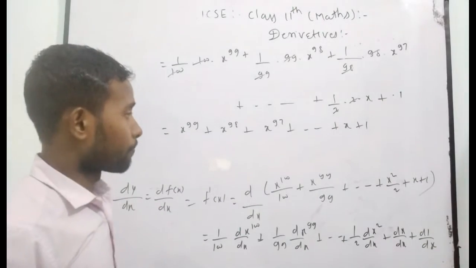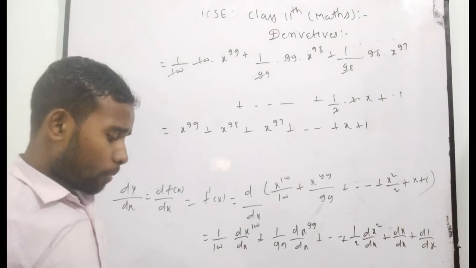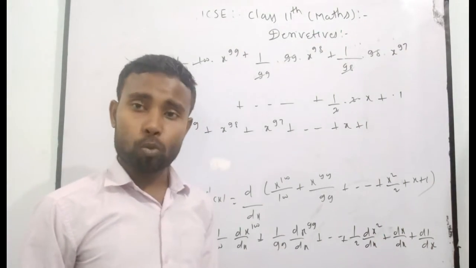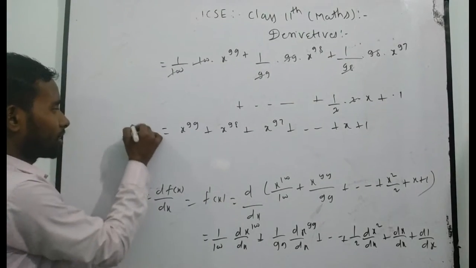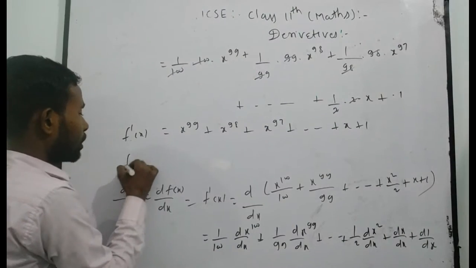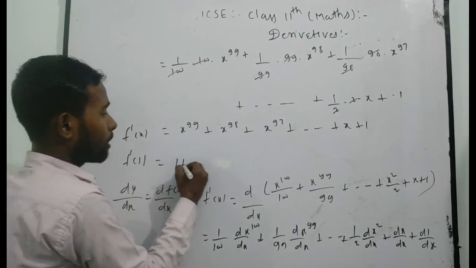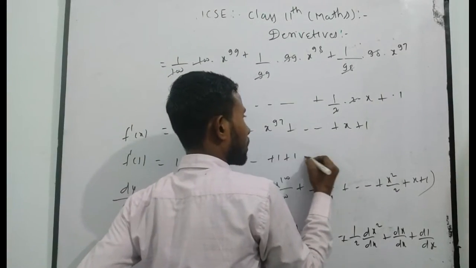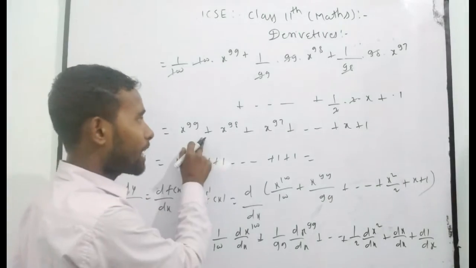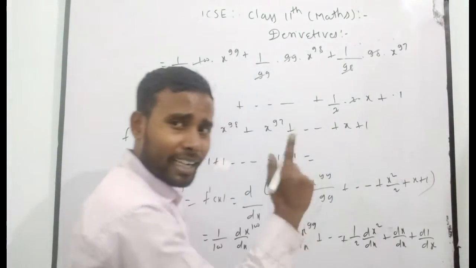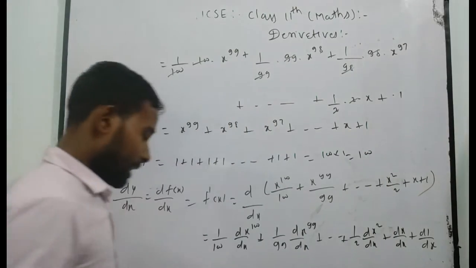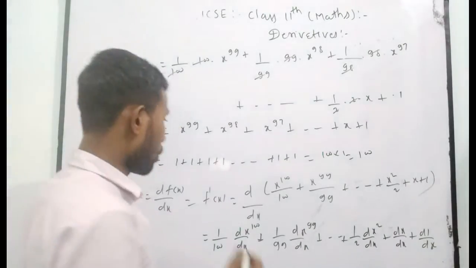You get it? Now, in this problem, they told you to prove f'(1). This is f'(x). So f'(1) will be 1 + 1 + 1 + ... + 1 + 1. How many times? 99 plus 1, that means 100 times. So it will be 100 into 1, which will be 100. And you have to also find f'(0).